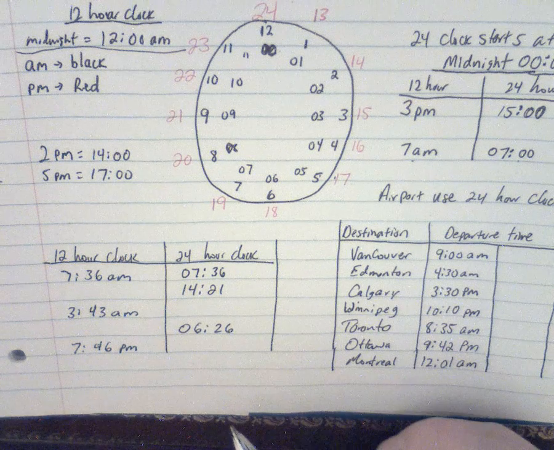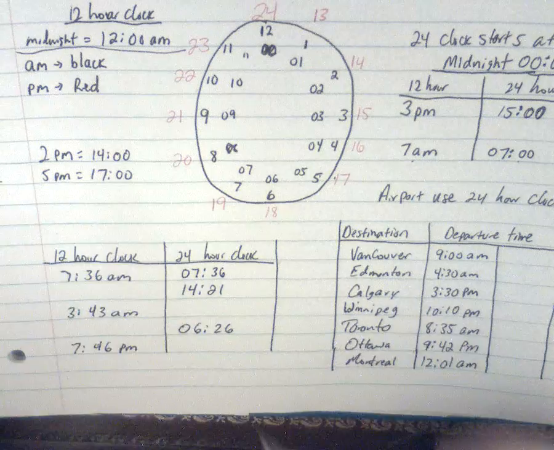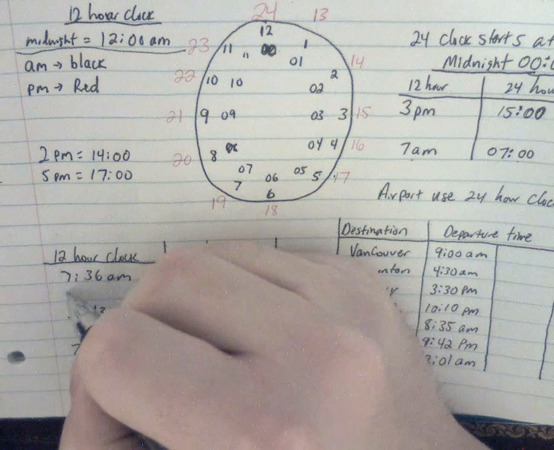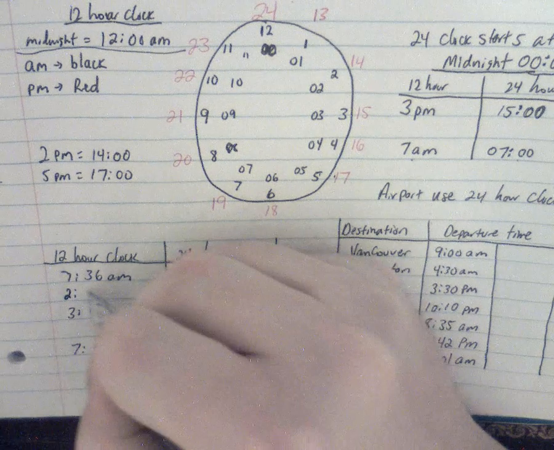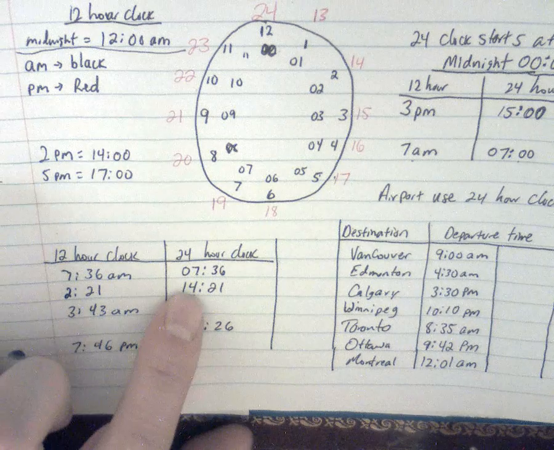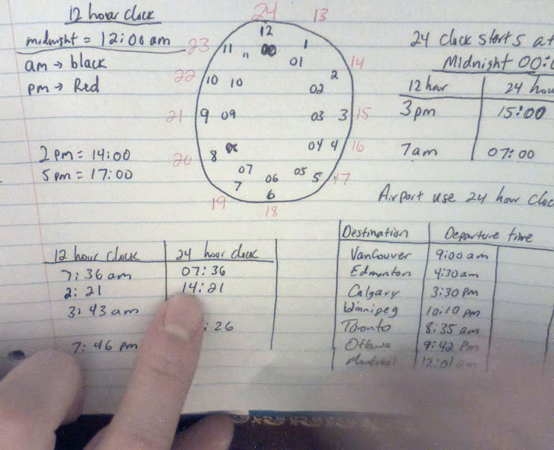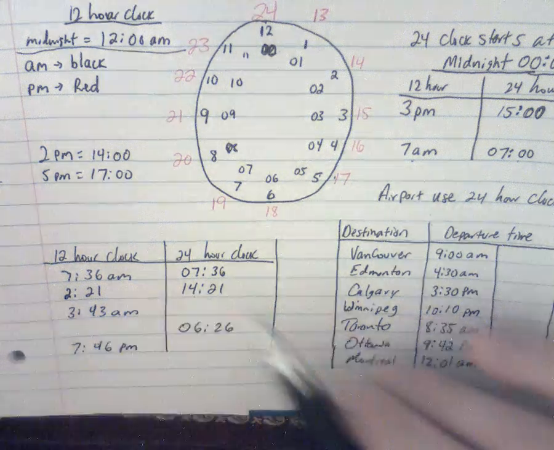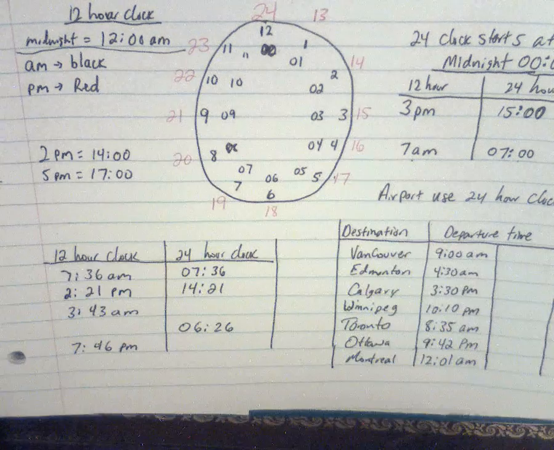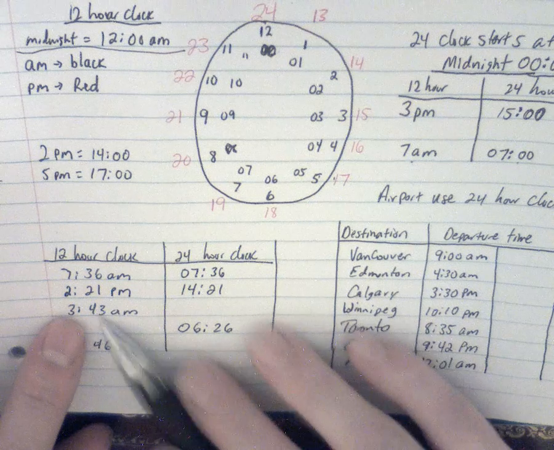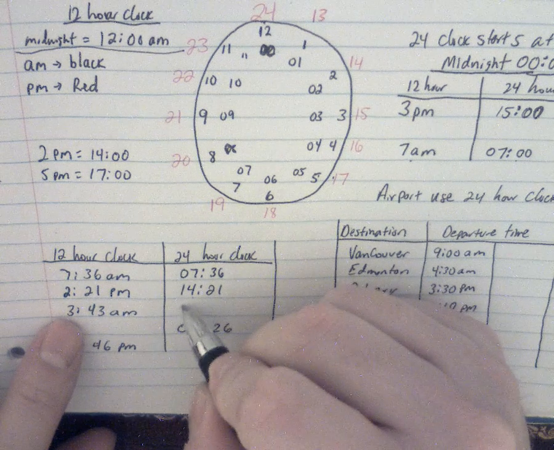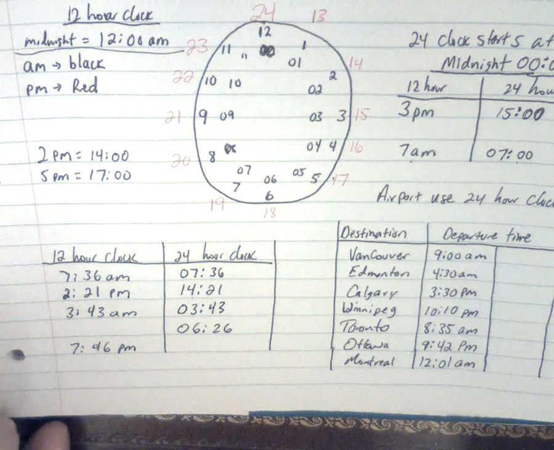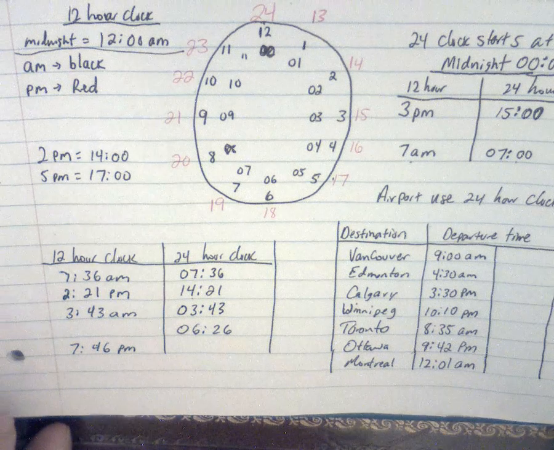Okay, now we take a look here. We have 1421. If I subtract 12 from 14, so I take 12 away, I end up with 2:21. Now, would that be AM or PM? As soon as you go past 12 here, it's always PM. Those after 12, PM. So we've got 3:43 AM. How do we write that? 03:43, 0343.